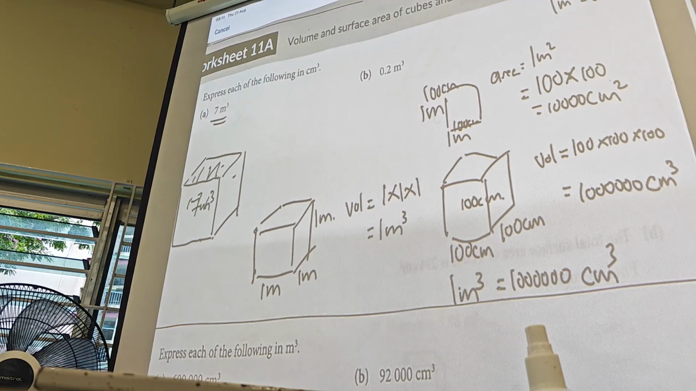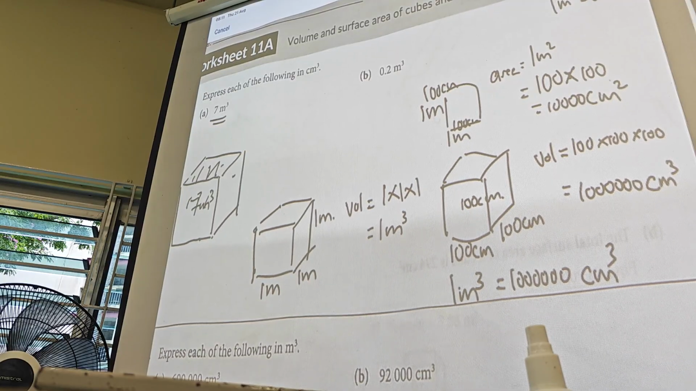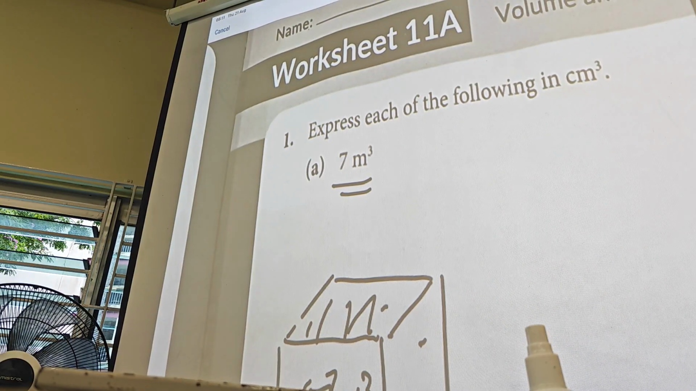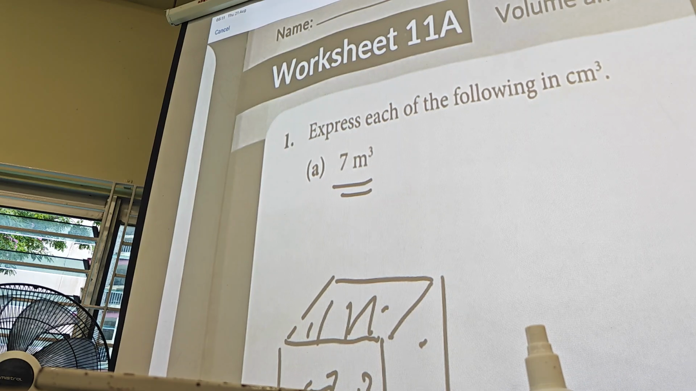Okay. So for me, I don't remember 1 meter cube is 1 million cm cube. Instead, let's say I see this question, then I know I am converting.